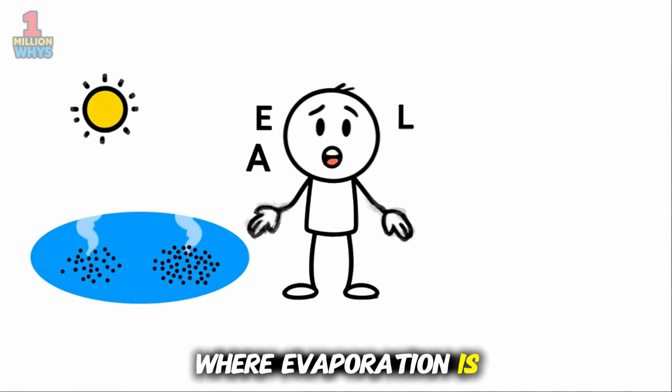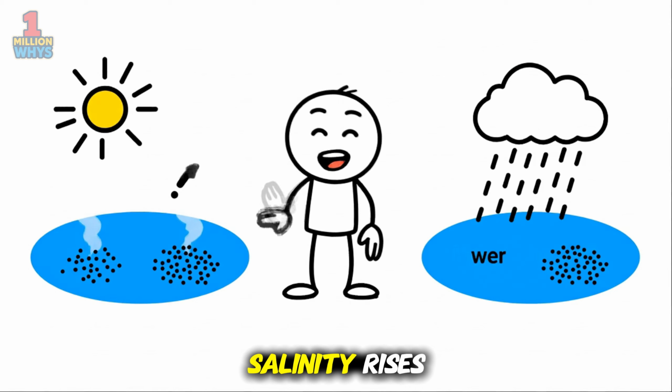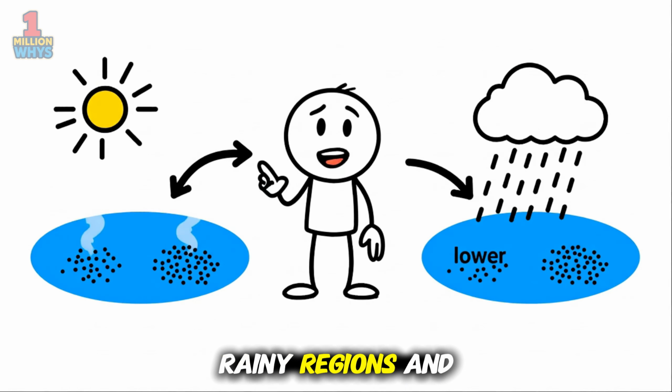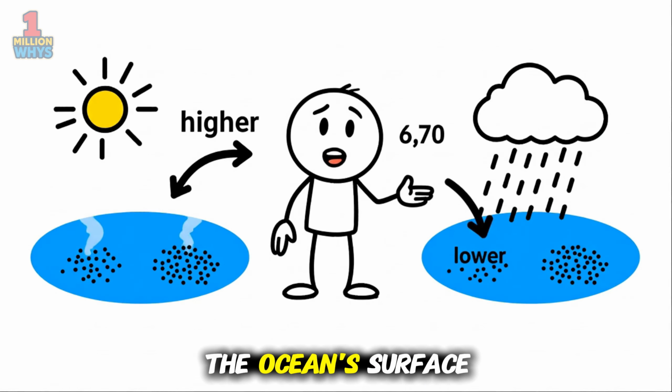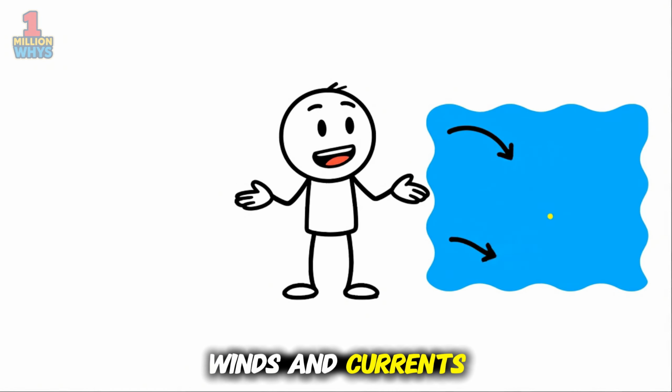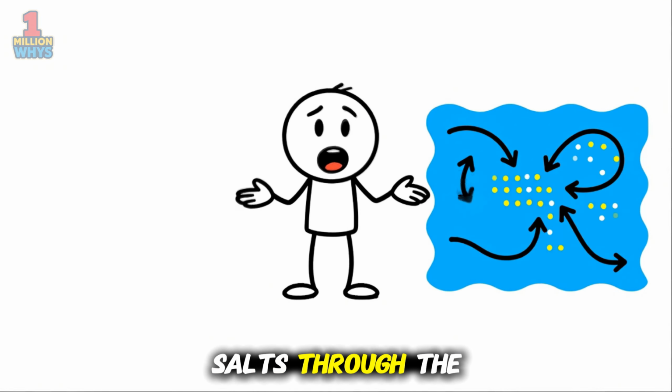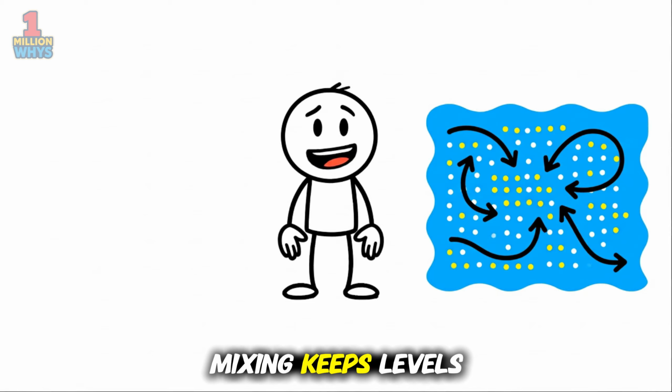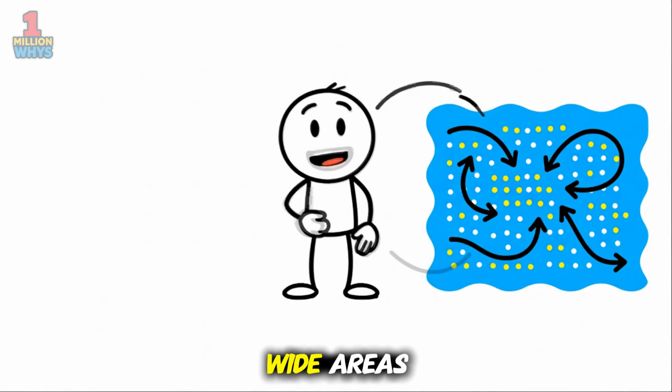Where evaporation is strong and rain is scarce, salinity rises. Rainy regions and ice melt dilute the ocean's surface. Winds and currents stir and spread salts through the ocean. Mixing keeps levels fairly steady across wide areas.